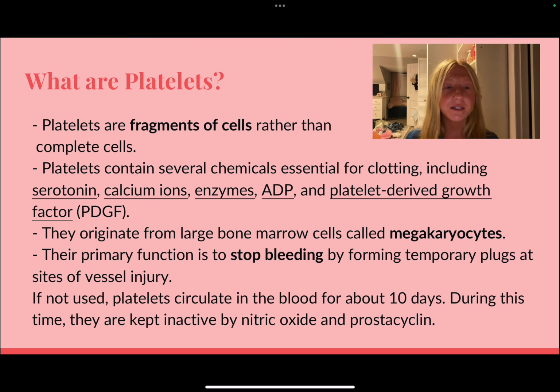So what are platelets? Platelets are fragments of cells and not complete cells. They contain several chemicals that are essential for clotting, like serotonin, calcium, enzymes, ADP, and platelet-derived growth factors. They originate from large bone marrow cells called megakaryocytes. Their main function is to stop bleeding by forming temporary plugs at the sites of vessel injury. If not used, platelets circulate in the blood for about 10 days, and during this time they are kept inactive by nitric oxide and prostacyclin.